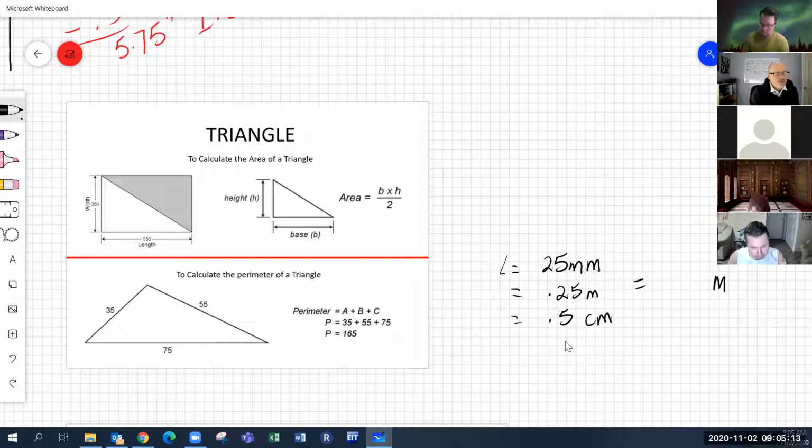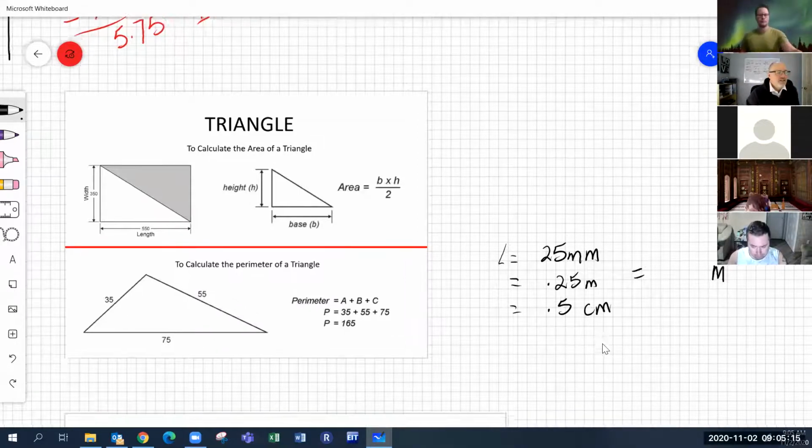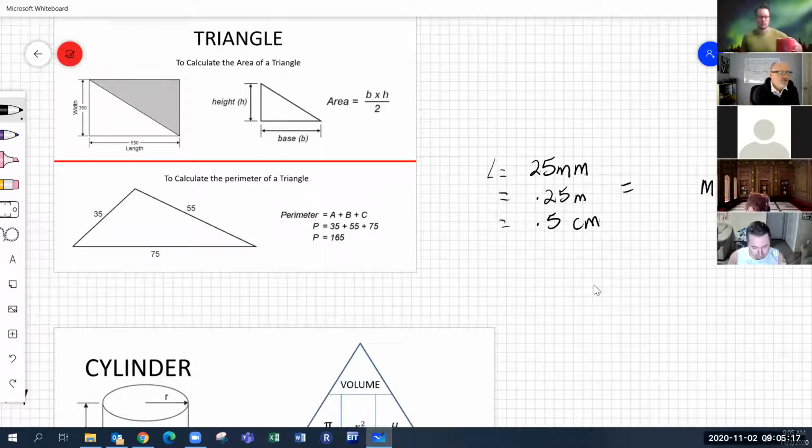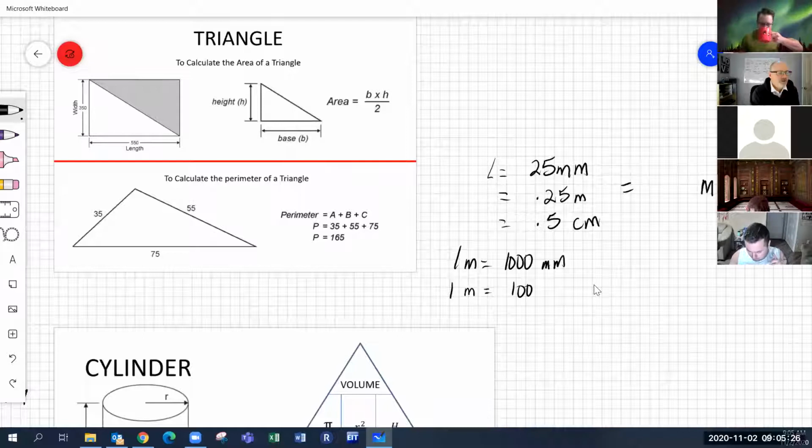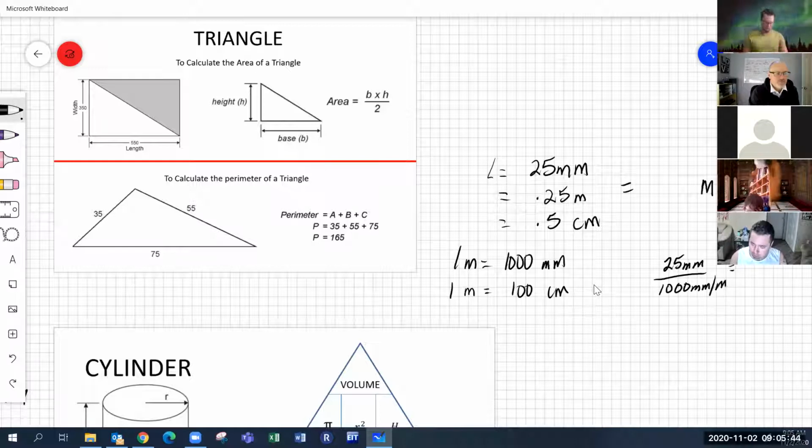So there is a couple of things that you really need to know in this, don't you? You need to know that 1 meter has 1,000 millimeters. You need to know that 1 meter has 100 centimeters to solve for this. So to convert 25 millimeters into meters, we simply divide by 1,000 millimeters per meter.